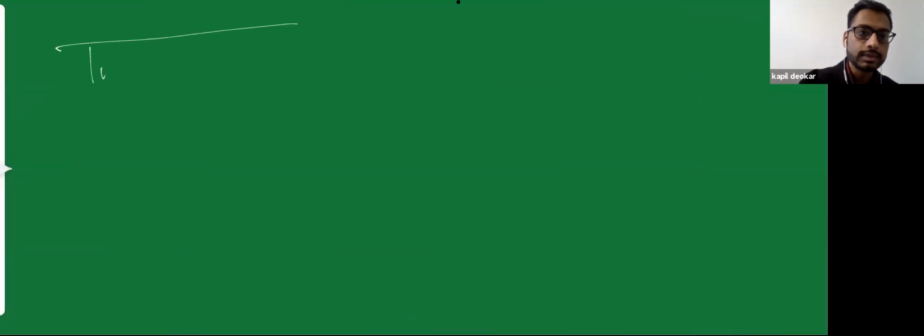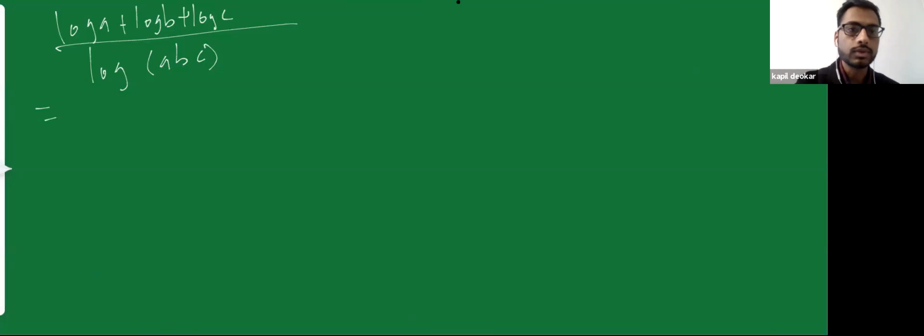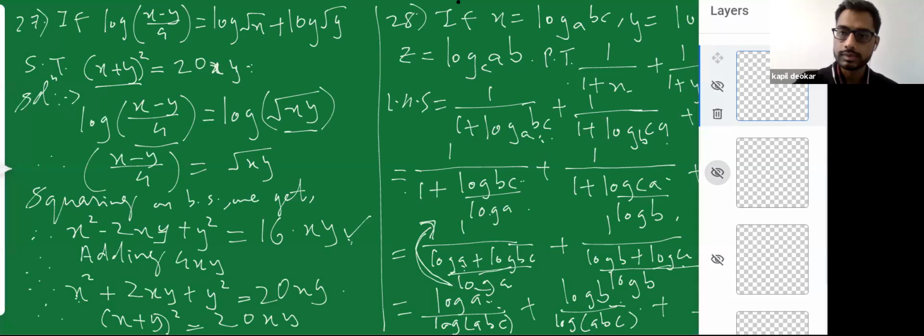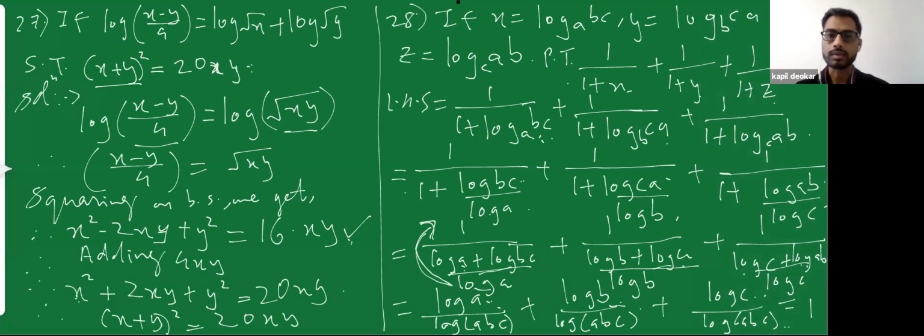If you take your LCM of log ABC, in the numerator you have log A plus log B plus log C. And what is log A plus log B plus log C? I can write that as log of A into B into C. And this is what I'm talking about, that this and this term will cancel out to give you 1. Okay, so does this answer your doubt? Yes, sir. Okay, perfect.